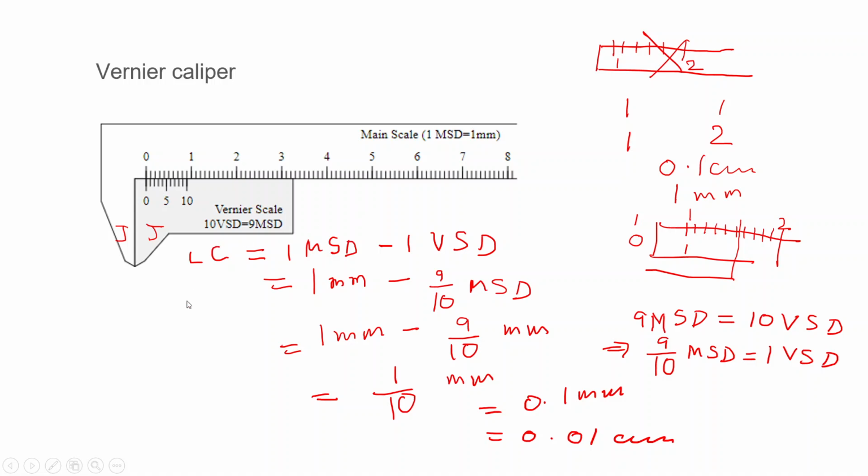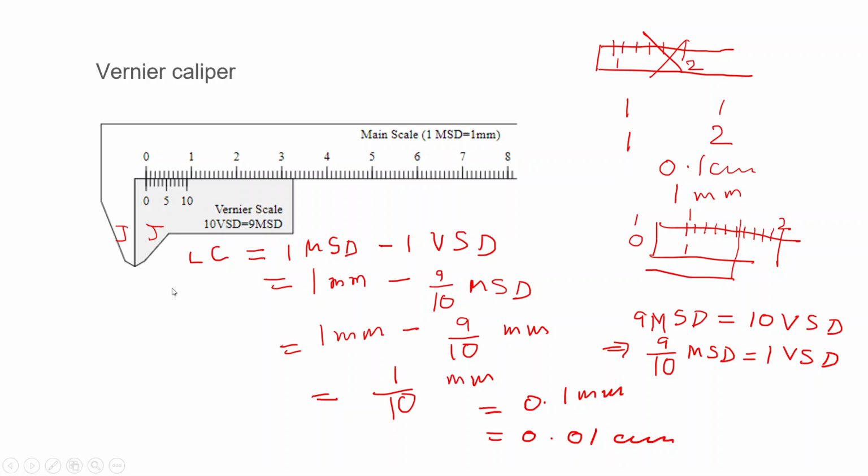Another thing that we need to take into account, if we measure anything using a vernier caliper, is the zero error in the instrument. So it's very important to first know the zero error of the instrument before we carry out any measurement. For this particular picture, the zero of the main scale and the zero of the vernier scale are exactly coinciding. So for this particular vernier scale, we can say that there is no zero error.